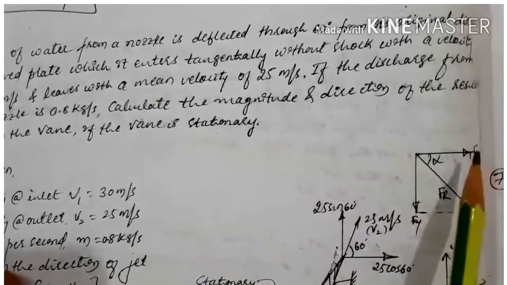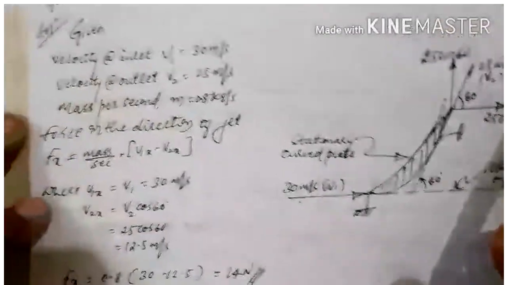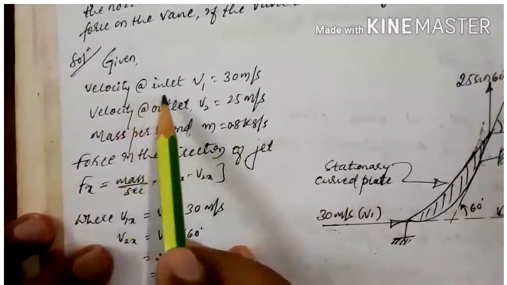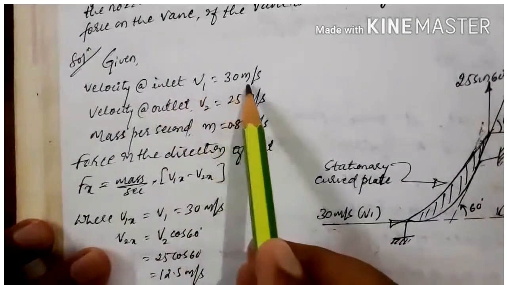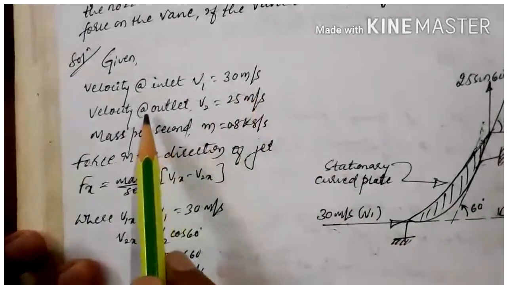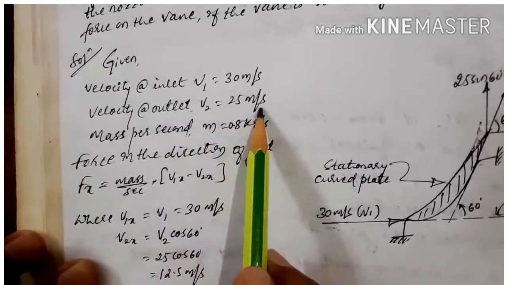Okay, so here, first write the given data. So what has been given here? The velocity of the jet at inlet, that is V1, is 30 meter per second, and the velocity at outlet, V2, is 25 meter per second.